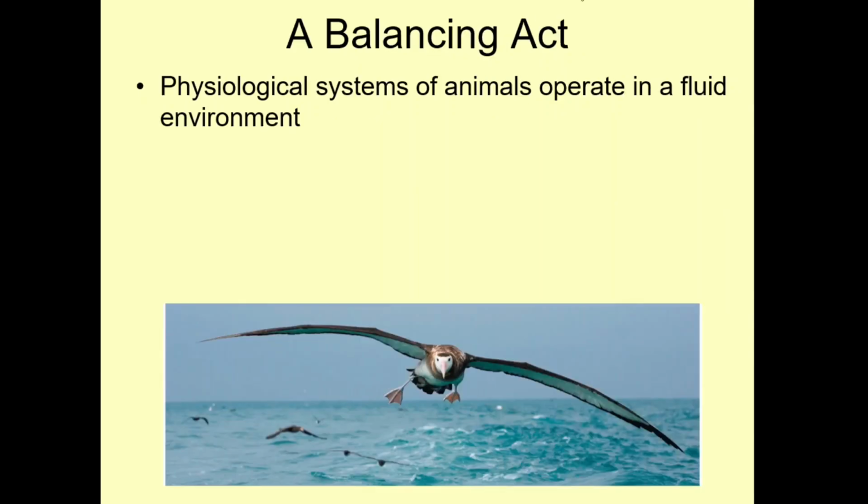Physiological systems of animals operate in a fluid environment. And what does that mean? Well, it means that animals contain large quantities of water. So as adult humans, we're made up of somewhere around 50 to 60% water. Different species will be made up of different amounts of water, but we also need liquid water to survive. So not only do we contain a lot of water, we're constantly interacting with water.